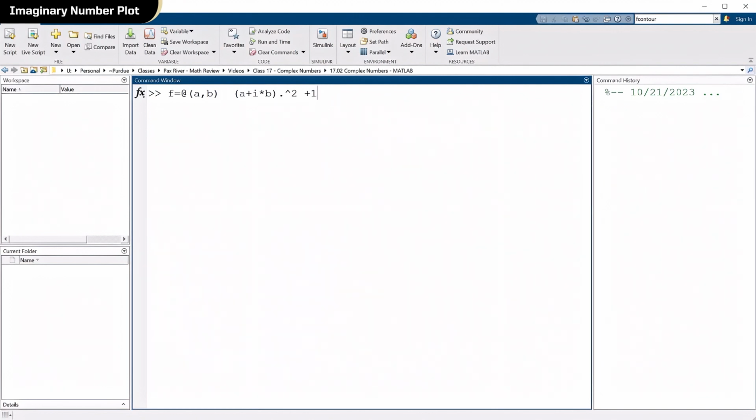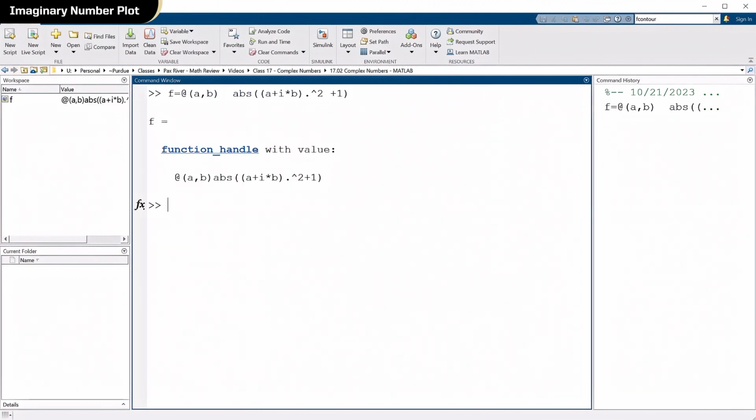So rather than face that, I'm going to plot the absolute value of f. So I'm just going to do this. The absolute value of a complex number is real. So there. Now I've got the absolute value of x squared plus 1, where x is a plus ib. All right, let me do that. And let's do fsurf first. This is cooler as a surface plot.